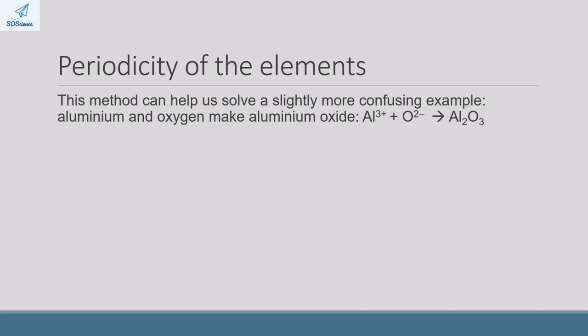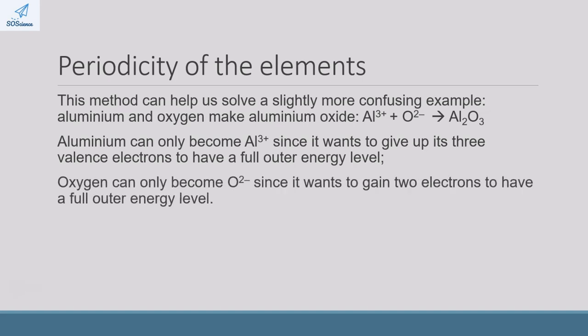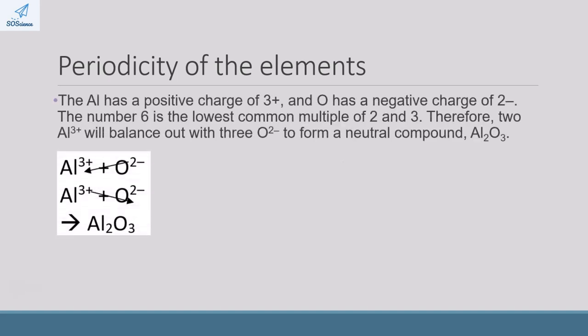Like if we take aluminium and oxygen, making aluminium oxide, the aluminium ion is Al3 plus and the oxide ion is O2 minus. Now, aluminium can only become Al3 plus because it wants to give up 3 valence electrons to have a full outer energy level. And oxide can only become O2 minus because it wants to gain 2 electrons to have a full outer energy level. But now we need to somehow balance this.